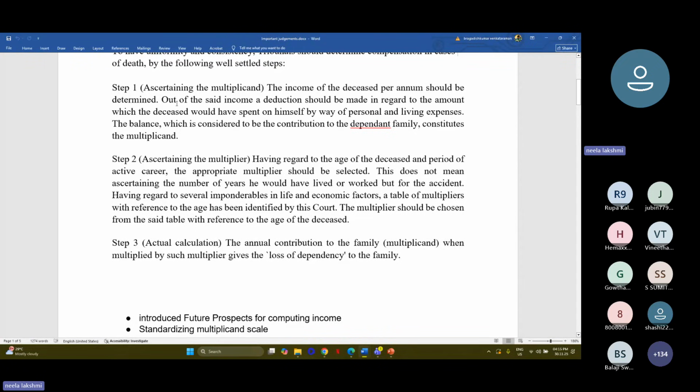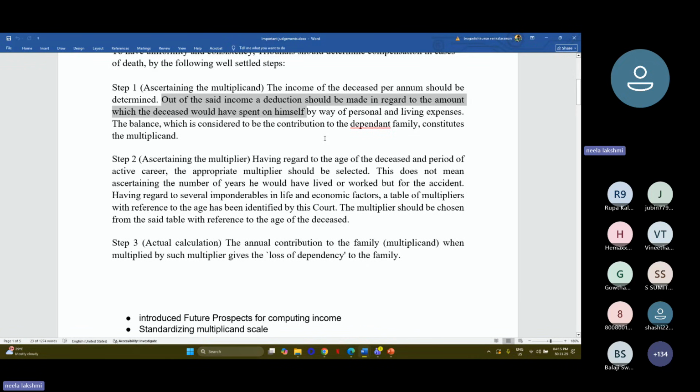Step 1, ascertaining the multiplicand. This term, multiplicand, means the income of the deceased per annum should be determined. Out of the said income, a deduction should be made in regard to the amount which the deceased would have spent on himself. Do you understand?